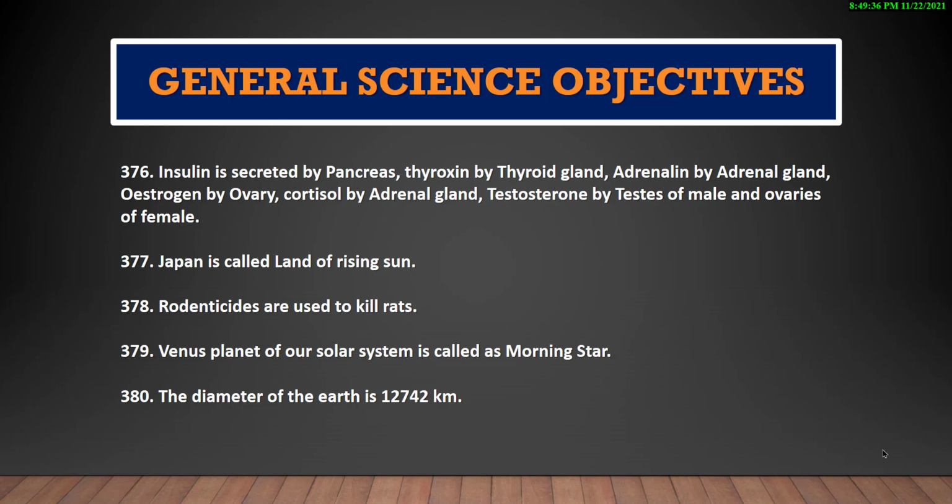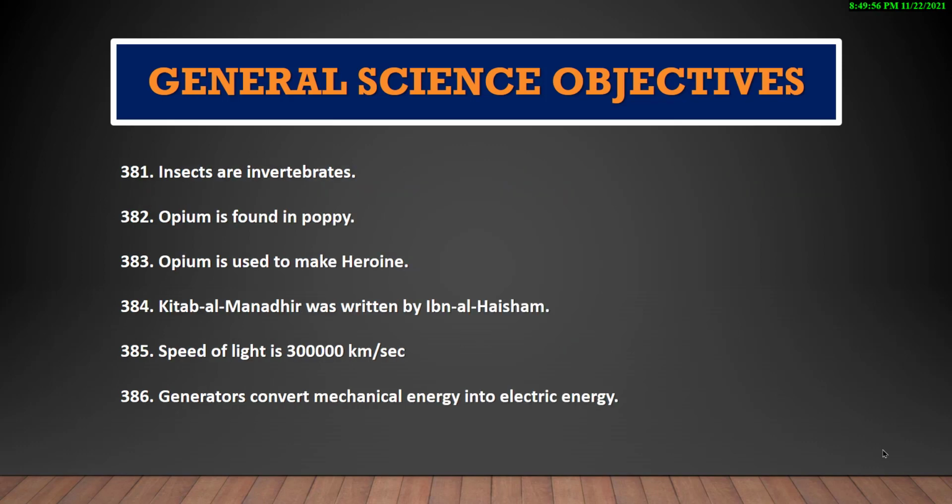Japan is called the land of the rising sun. Rodenticides are used to kill rats. Venus, a planet of our solar system, is called the morning star. The diameter of the earth is 12,742 km. Insects are invertebrates. Opium is found in poppy. Opium is used to make heroin.